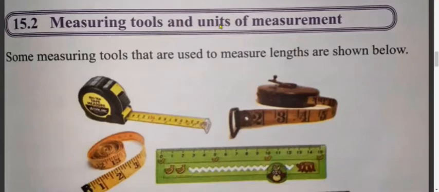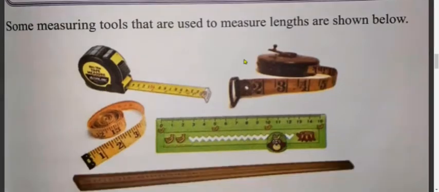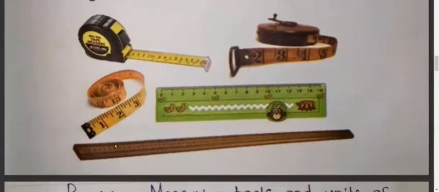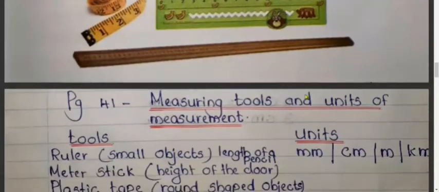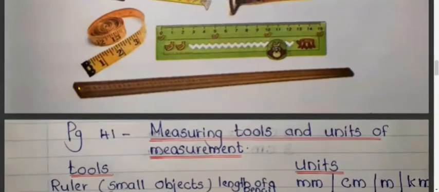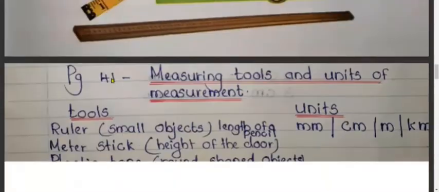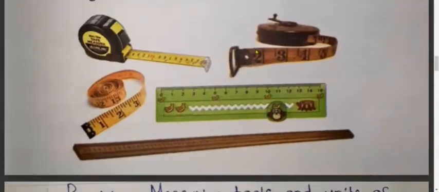Measuring tools and units of measurements. Children, can you see measuring tools? Ruler. Meter stick. Plastic tape. Metal tape.